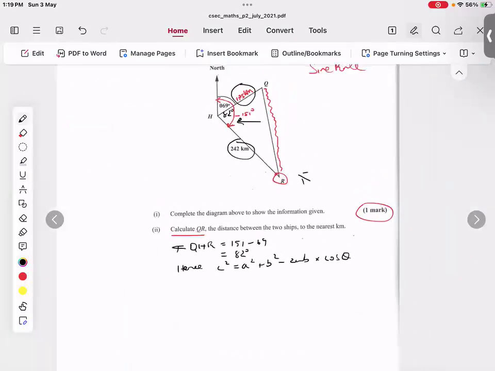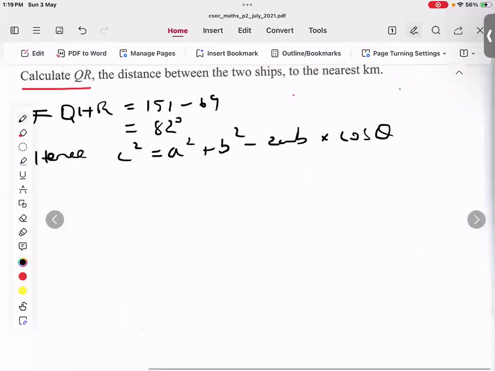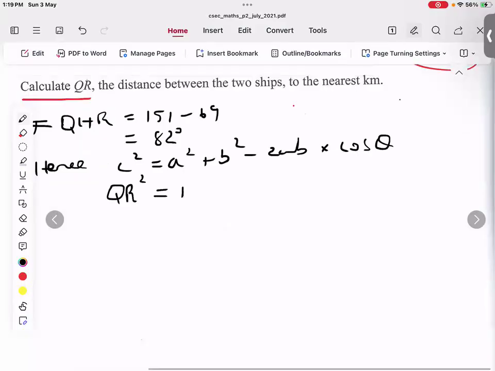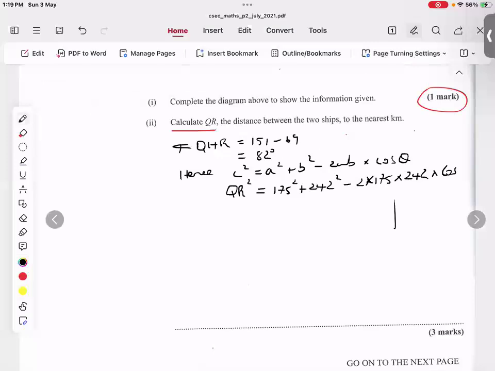C is going to be our unknown side, which is QR squared here. And then A and B would be 175 squared plus 242 squared, minus 2 times 175 times 242. And then we're going to multiply it by the cos of the angle that Shamir calculated to be 82.